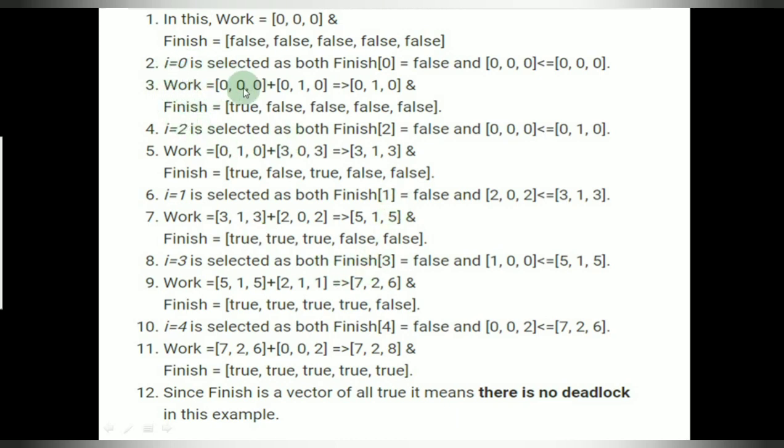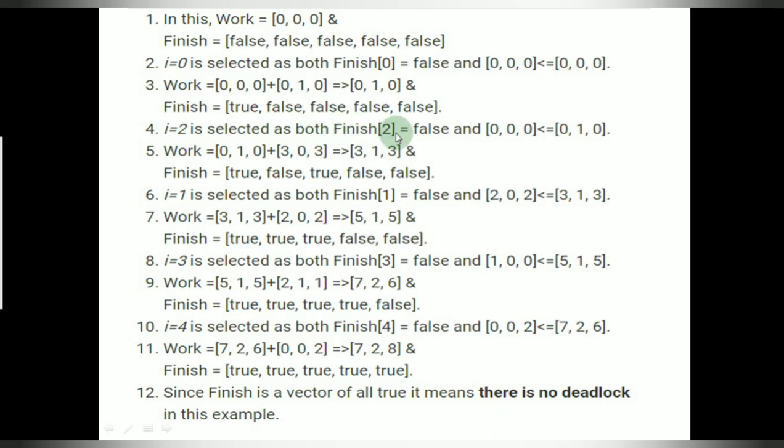So after P0 is done, we are adding that P0. So now this is my new available. You can see P0 is turned to true. Now let us see if I can do it for P1. We have seen that we cannot do it for P1.